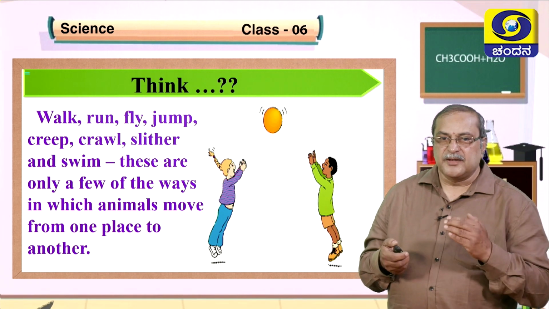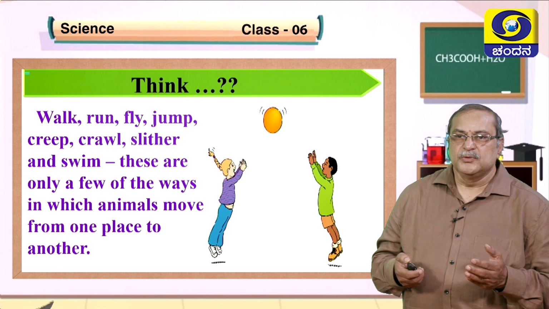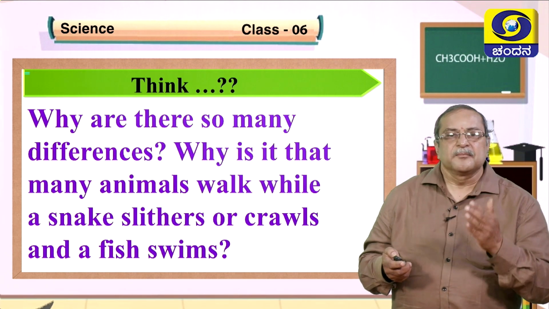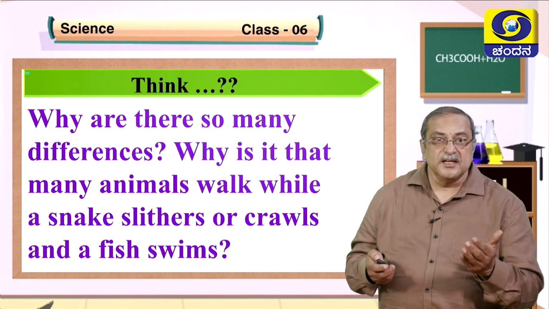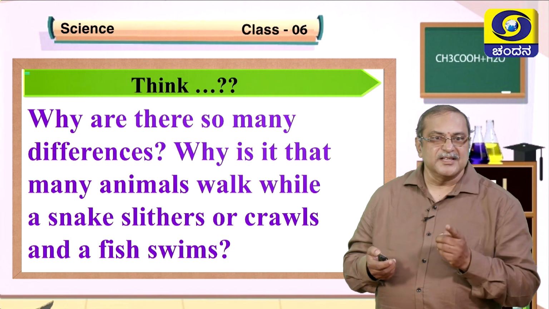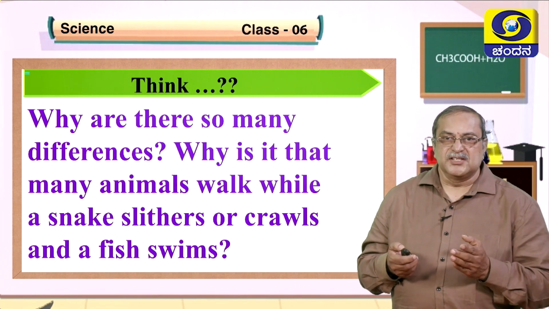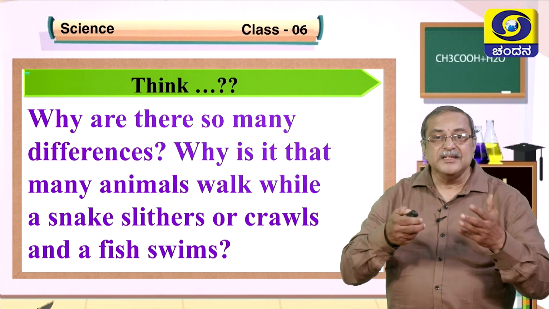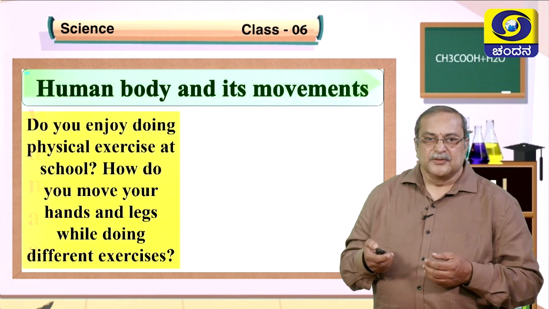Think some more, is there any other way animals move? Why are there so many differences? Why is it that many animals walk while a snake slithers or crawls and a fish swims? Think about this, discuss with your teacher, your friends and your parents also. Gather the information on why they do it like that. Okay, you can go on.